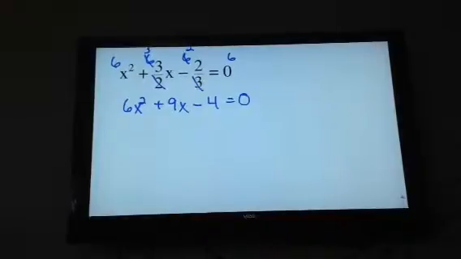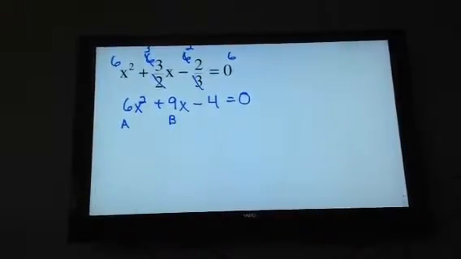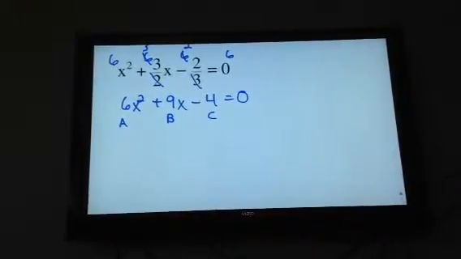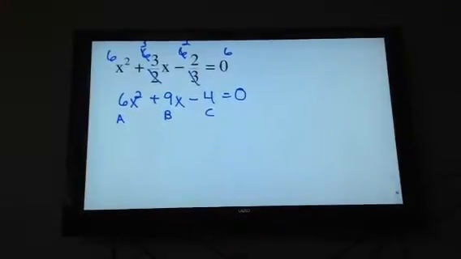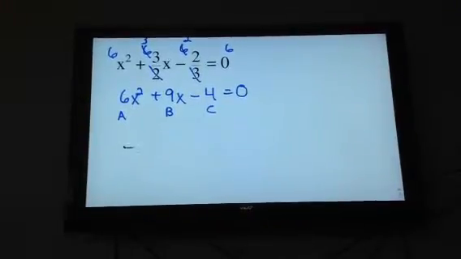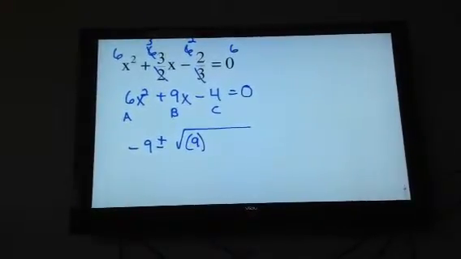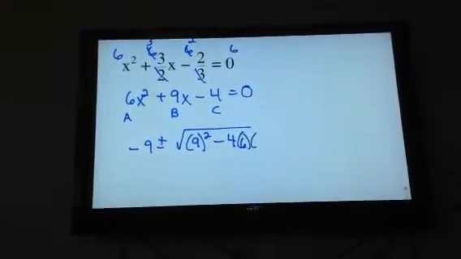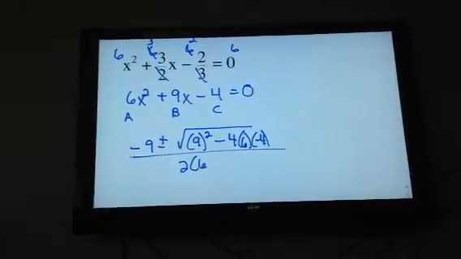And then I'm going to plug it into my quadratic formula. Again, this is my A, this is my B, this is my C. I don't typically write them out. I did that on number 1 just to illustrate for sure you knew what it was. So negative B plus or minus square root B squared minus 4AC all over 2A.